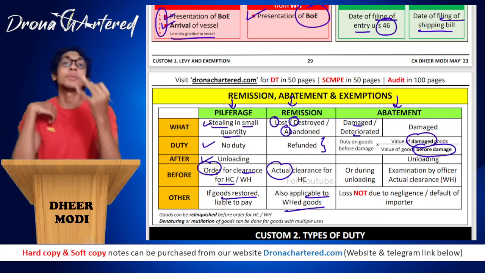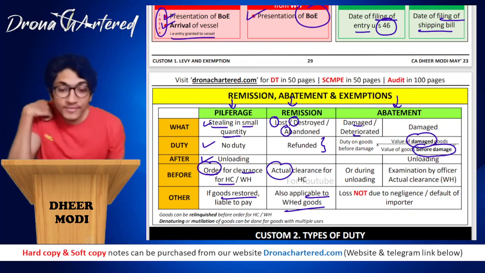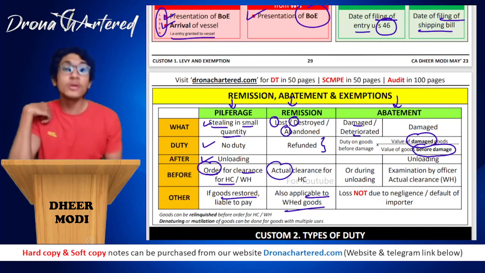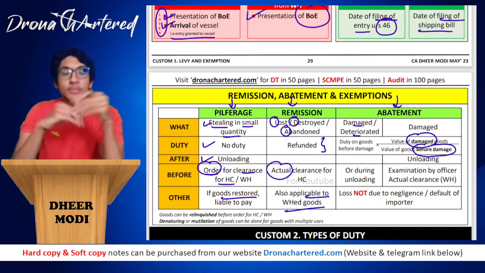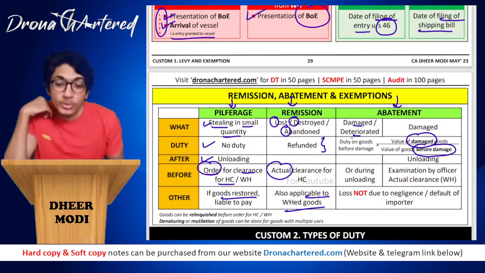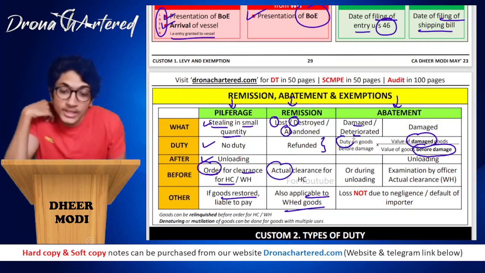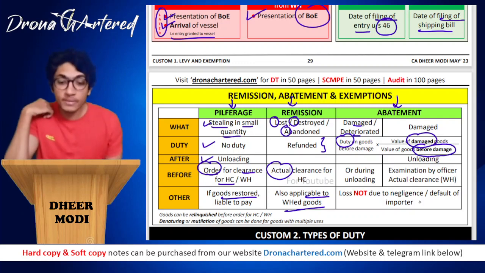That means what proportion of your goods have been damaged. So the value of damaged goods upon value of goods before damage is your ratio of goods that have actually been damaged. For example, say 30% of your goods have been damaged, so you will get an abatement of 30% of the duty that you were originally liable to pay. This is what you will get an abatement for.